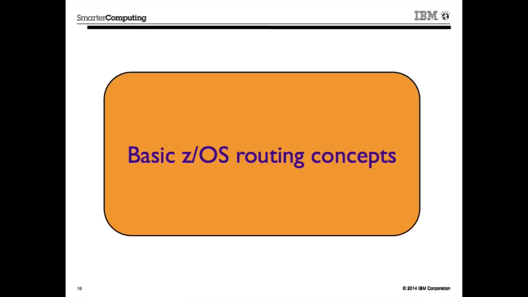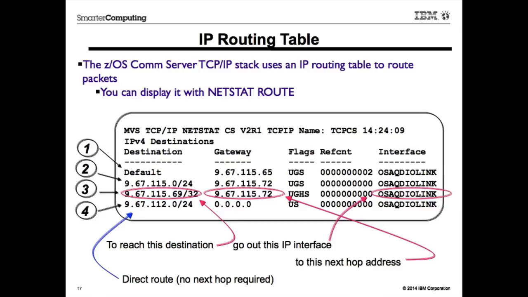Okay, so let's go on to the next section, starting on slide 16, which is just a discussion of basic z/OS routing concepts, how these things relate to z/OS. So we're going to get more z/OS specific as we go. So slide 17, the basic building block of routing in z/OS is obviously the routing table. Communications Server TCP/IP has its own routing table, which you can display using netstat route. Netstat route is the console command. There's also netstat, I think, -r in z/OS Unix.